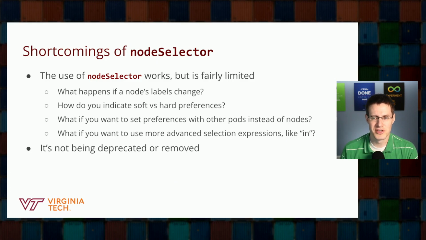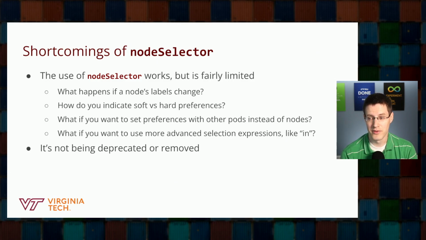Some questions: what happens if a node's labels change? If a node was network optimized, but we're now changing what network optimized means to a different set of nodes, how do we respond to that? How do we indicate soft versus hard preferences? For example, we prefer this, but it's not absolutely required, or maybe we'll put additional weight on it. That goes back to the sorting part of things after the filtering. So how can we indicate some of the sorting preferences or weights?